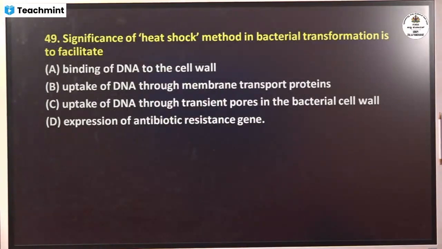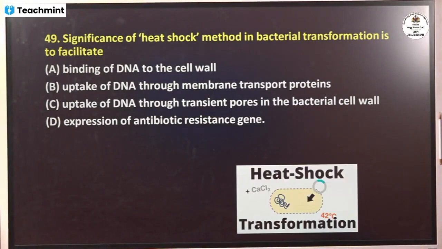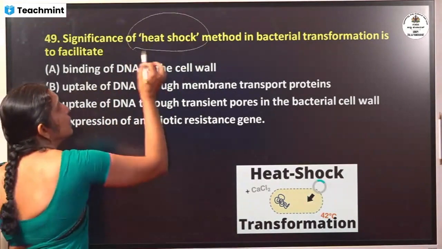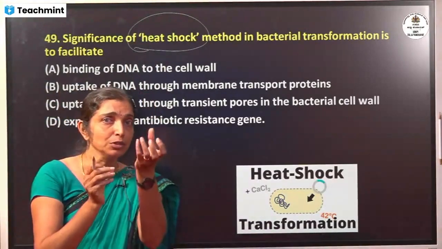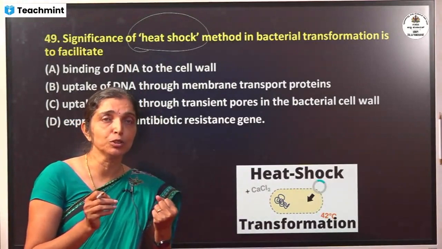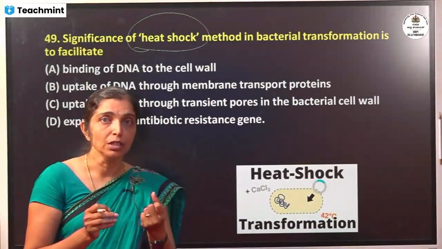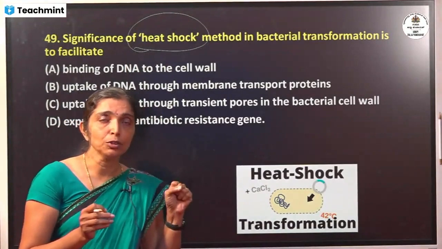Significance of the heat shock method in bacterial transformation is to: facilitate binding of DNA to the cell wall, uptake of DNA through membrane transport proteins, uptake of DNA through transient pores in the bacterial cell wall, expression of antibiotic resistance gene. So heat shock is wherein you are raising the temperature to 42 degrees suddenly, so that the plasmid can be absorbed into the host cell.